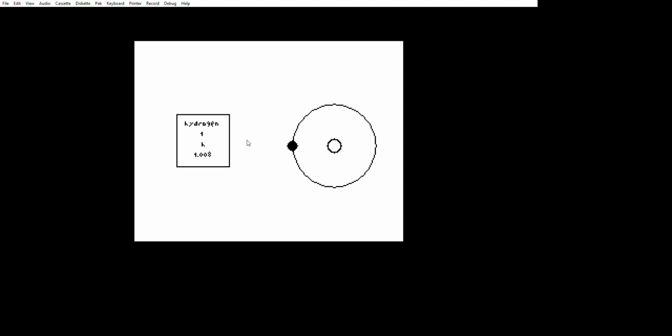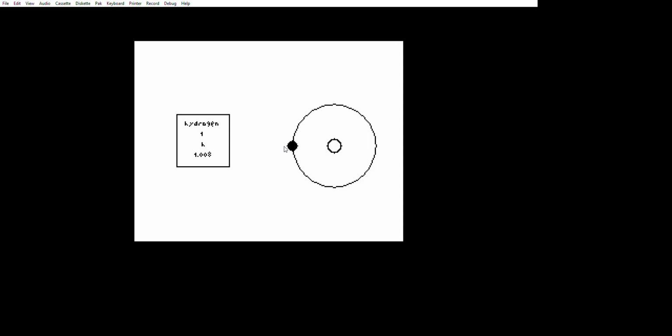So, first, it says the element. Then it says the atomic number. That's its main identifier. And the symbol, it's just H for hydrogen. So H2O makes water. If you had two of these hydrogens and an oxygen bonded together, you would have a water molecule, one water molecule.